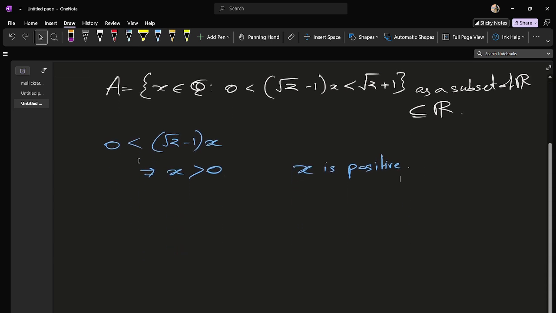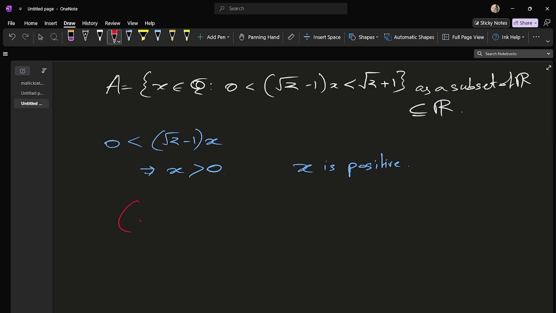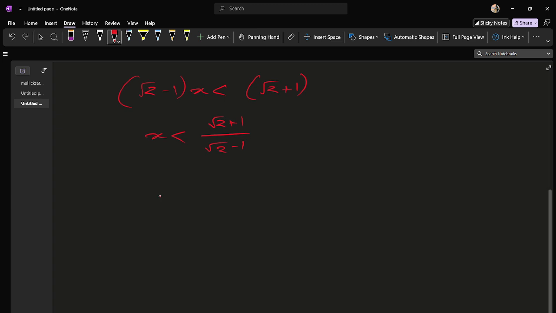From the second part we will get only this thing: (root 2 minus 1) x is less than or equal to root 2 plus 1. So my x is now root 2 plus 1 divided by root 2 minus 1. Then we can do some rationalization here. This rationalization will occur by multiplying the numerator and denominator with root 2 plus 1.